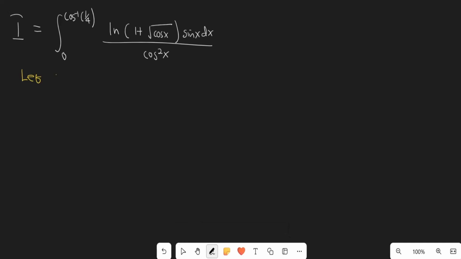We are going to let u, the square root, we are going to let that be equal to the cosine of x. Alright, so du here is going to be negative sine of x dx, right? So that implies that negative du is going to be equal to the sine of x dx, right? So I'll just replace this one with negative du, changing limits.